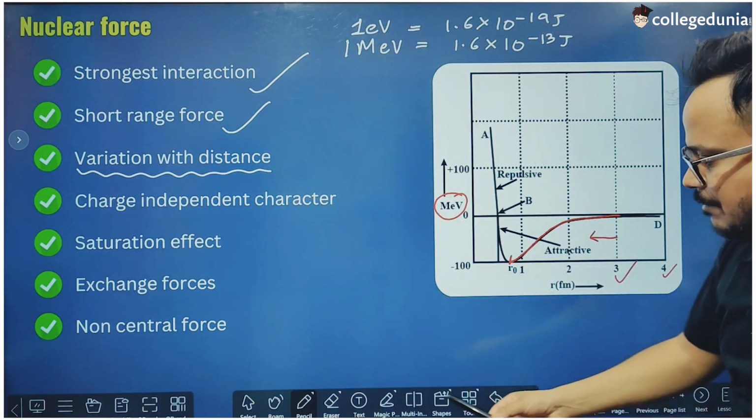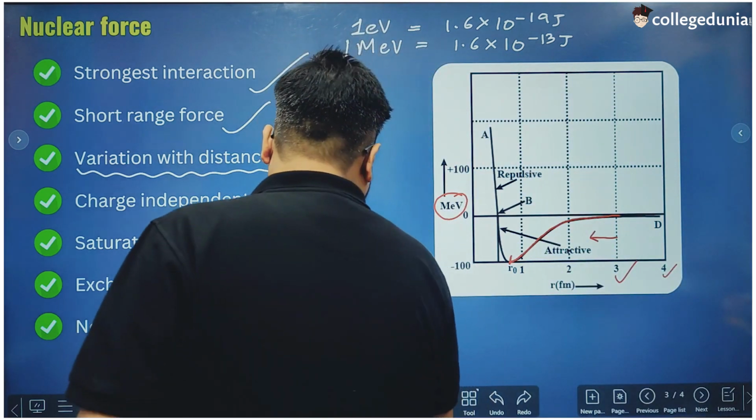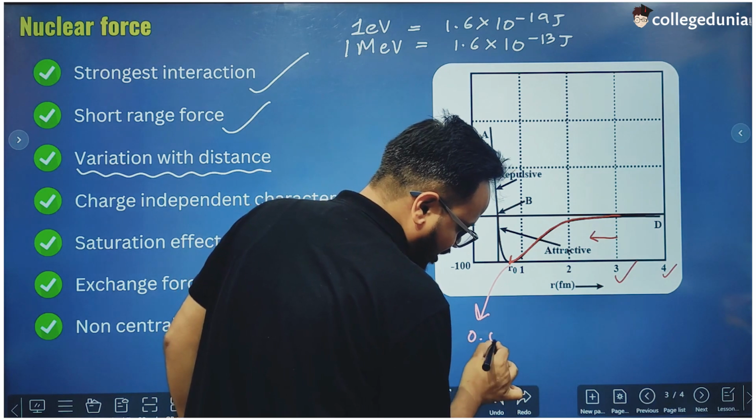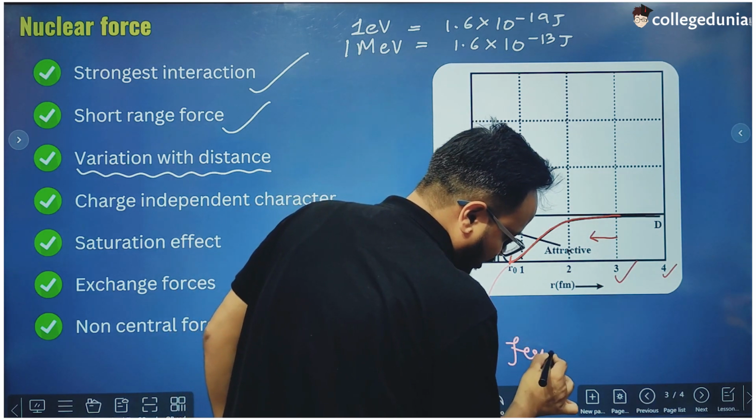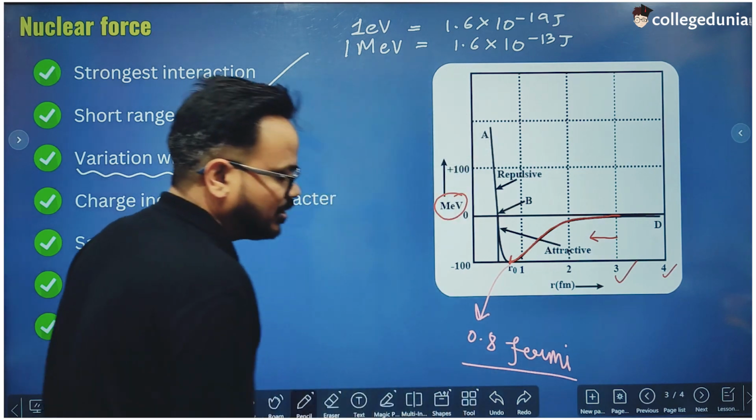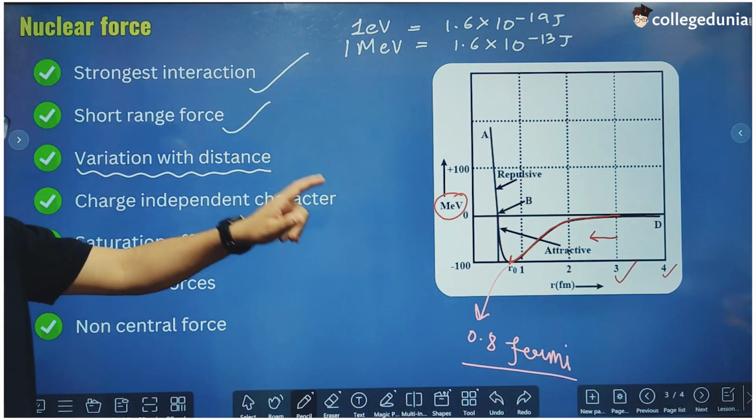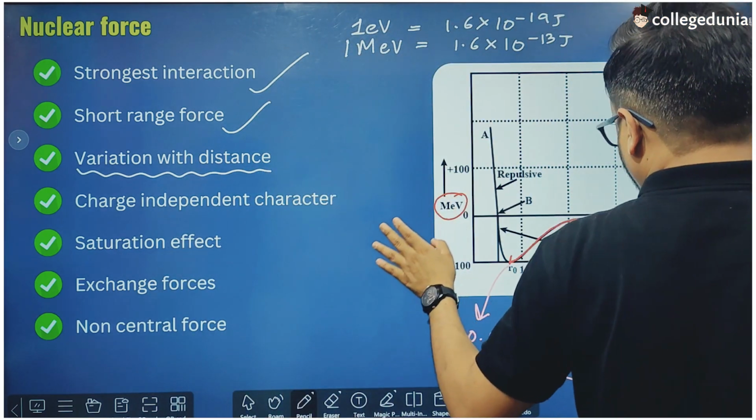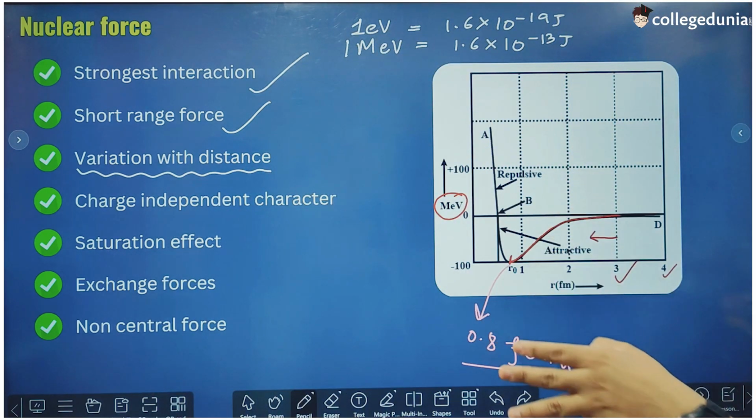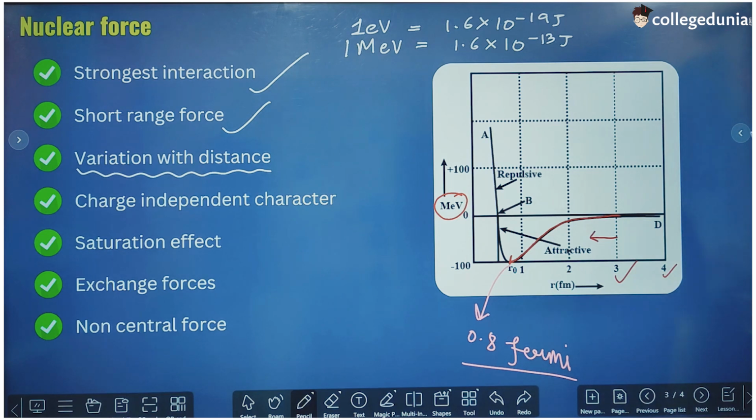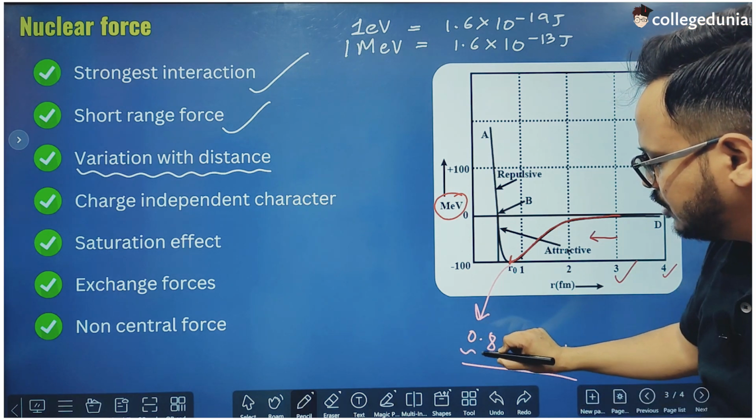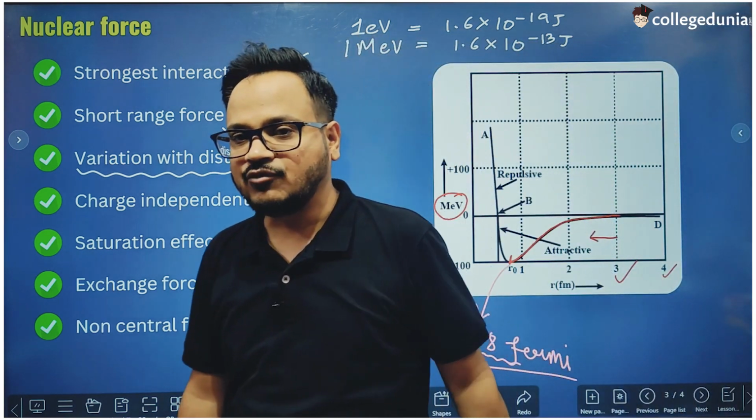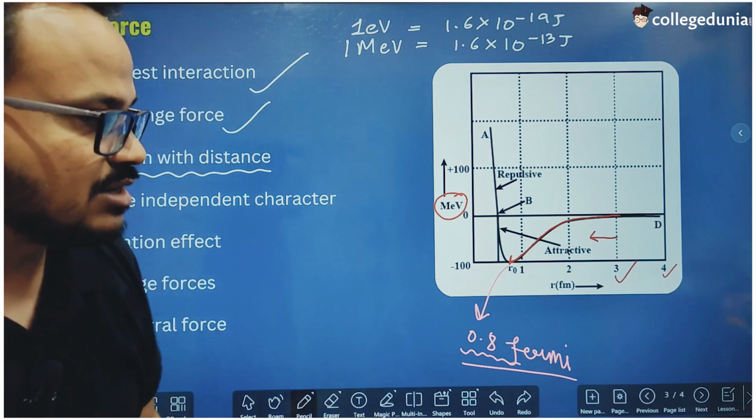So when the distance between the particles at this point is what? This distance is 0.8 Fermi or 0.8 femtometer. When the distance between the nucleons is 0.8 femtometer, the nuclear force is strongest. So the potential energy of the system is minimum, right? So when the distance between the nucleons is 0.8 Fermi, then the strength of nuclear force is maximum. So the energy of the system is minimum.